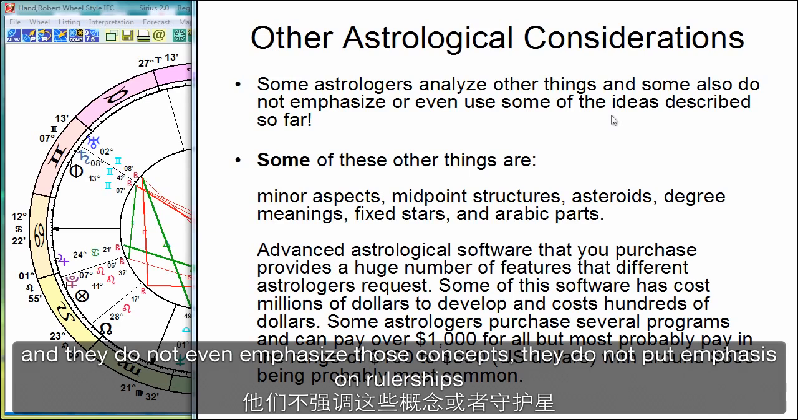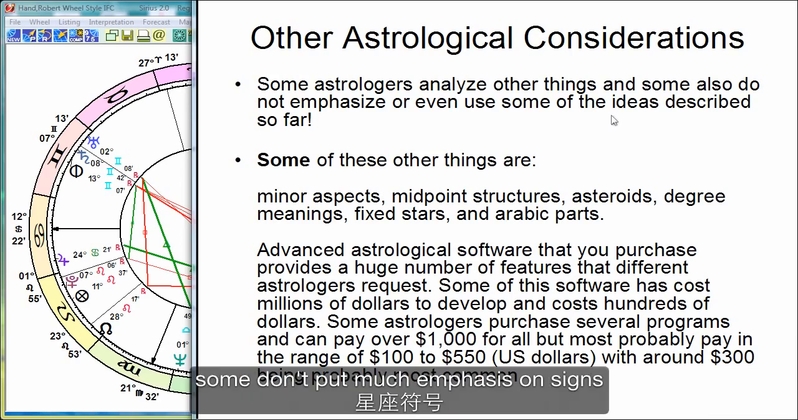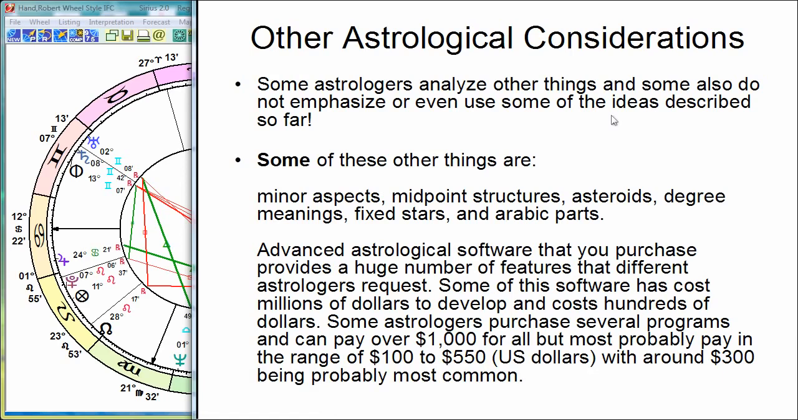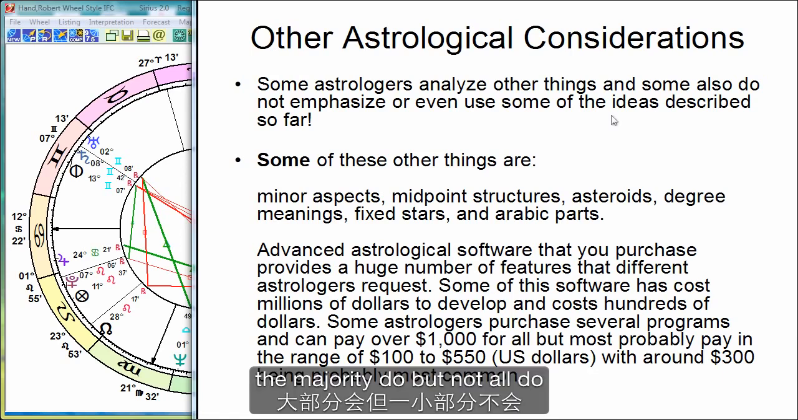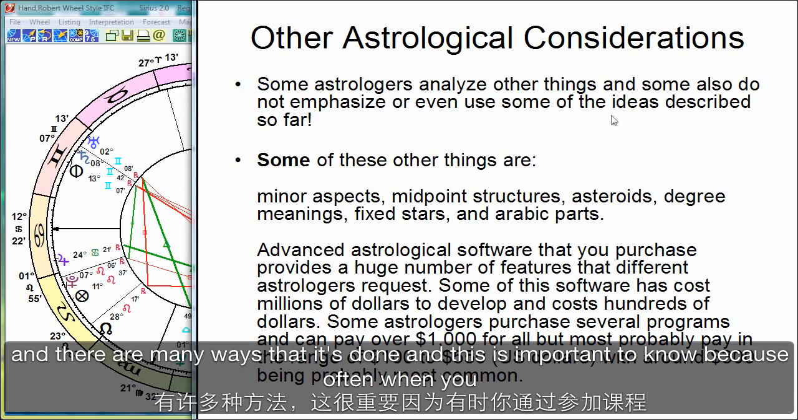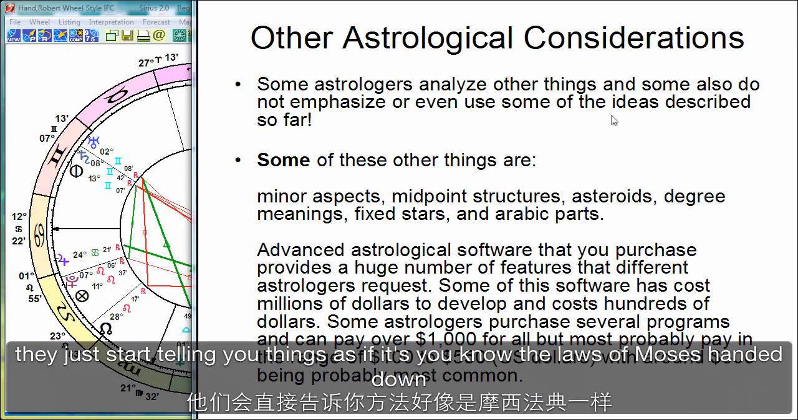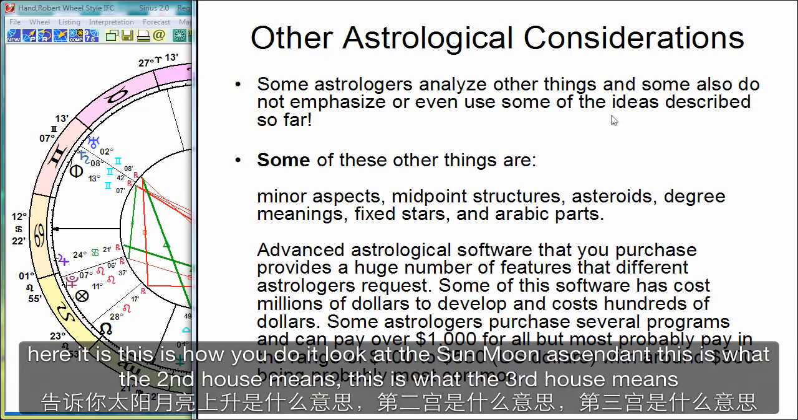They don't put emphasis on rulerships. There are astrologers who don't put much emphasis on houses. Some don't put much emphasis on signs. The majority do, but not all do. So this tutorial video is about how interpretations are done, and there are many ways that it's done. And this is important to know because often when you take a class or watch a video on how to learn astrology, they just start telling you things as if it's the laws of Moses handed down. Here it is. This is how you do it. Look at the sun, moon, and ascendant. This is what the second house means.